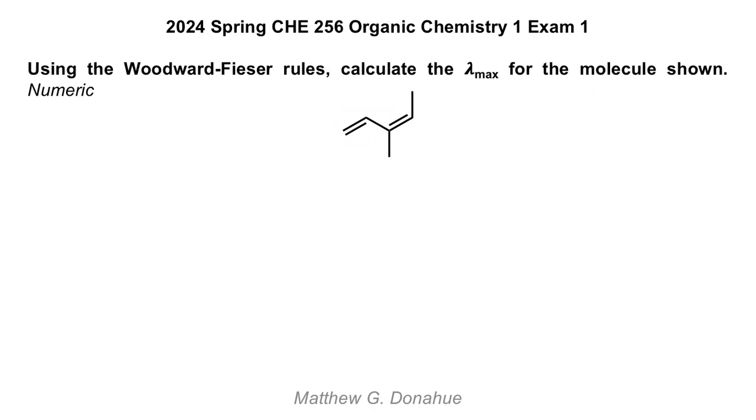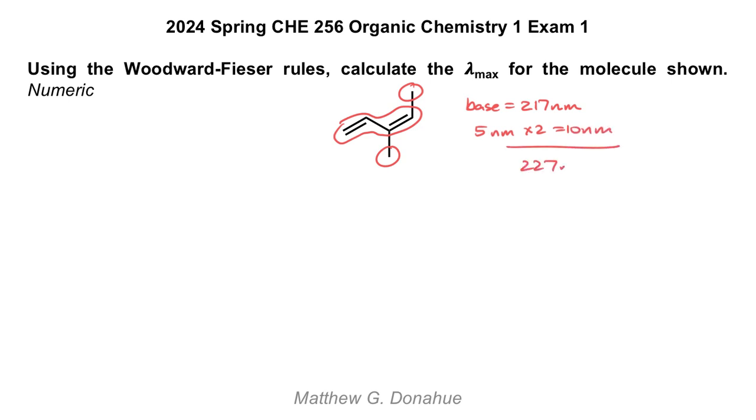Question 3 asks, using the Woodward-Fieser rules, calculate lambda max for the molecule shown. So the base value we said was 217 nanometers. And so we see that for the 1,3-butadiene, we have 2 auxochromes. Those were worth 5 nanometers a piece. That's 10 nanometers. And so total we get 227 nanometers for the lambda max.